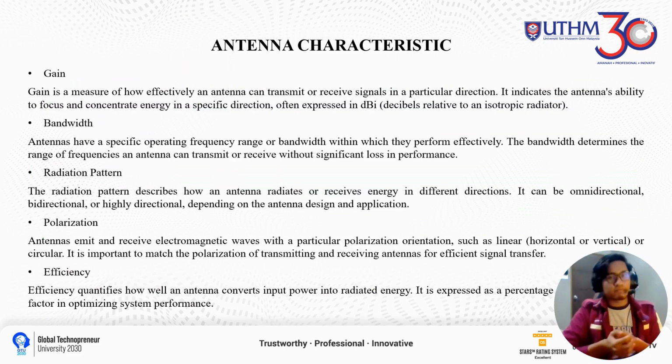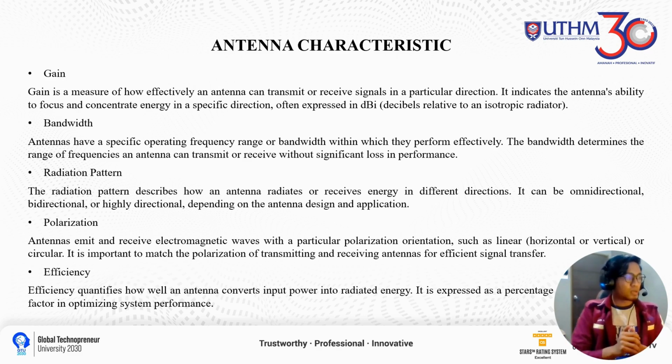Alright, antenna characteristics. There are five that we focus on: gain, bandwidth, radiation pattern, polarization, and efficiency. So gain, what is gain? Gain is the measure of how effectively an antenna can transmit or receive signal in a particular direction. Bandwidth determines the range of frequencies an antenna can transmit or receive without significant loss in performance. Bandwidth is the range of what it can transmit, because some bandwidths are different from others, so they don't overlap each other.